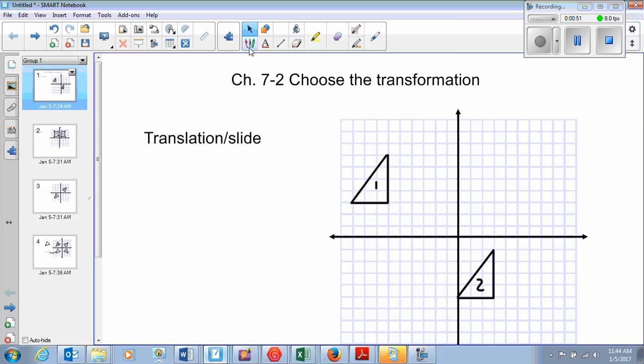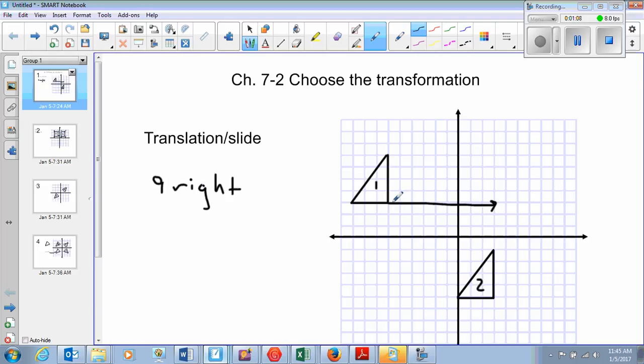We actually slid this image. If we look, this point corresponds with this one, so we went over to the right 1, 2, 3, 4, 5, 6, 7, 8, 9 units to the right. So we'd say we slid this or translated it 9 units right from image 1 to image 2, and then actually went down 1, 2, 3, 4, 5, 6, 7, 8 units down. So our translation would be 9 units right and 8 units down. So there's an example of a slide or a translation.